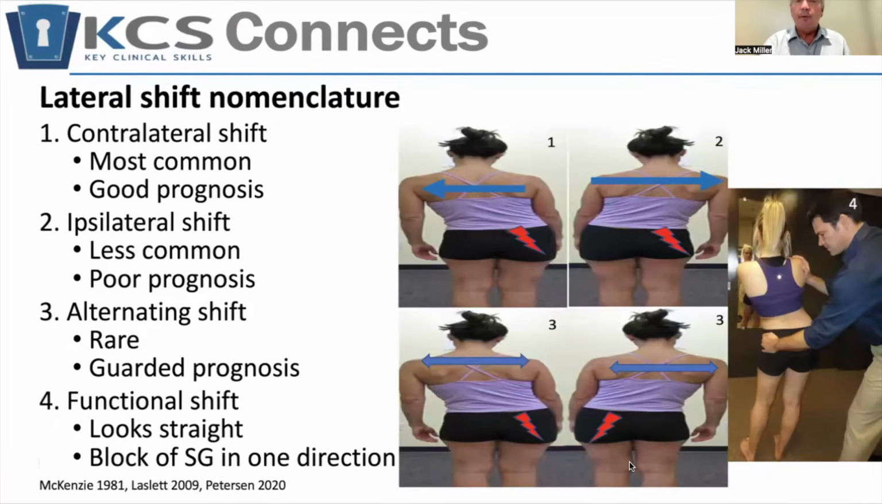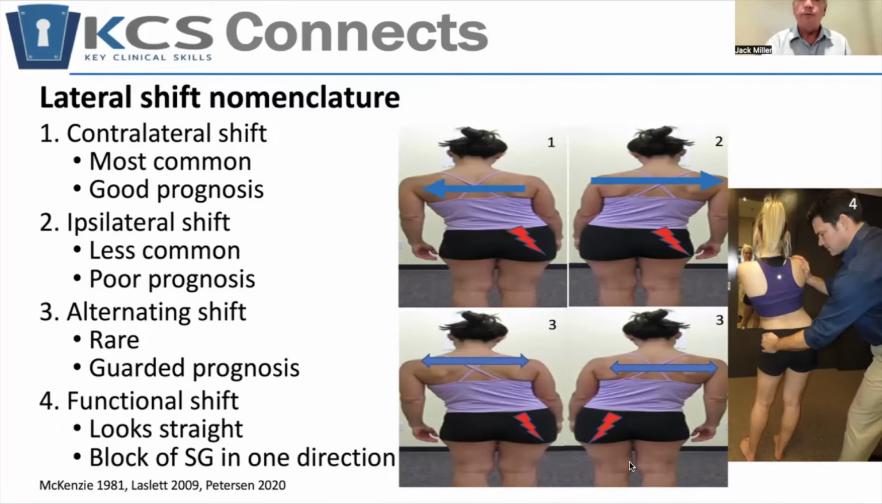So let's talk a little bit about that idea of contralateral versus ipsilateral, because it is quite important in our prognosis and how we're going to manage these patients. There's different types of nomenclature. First of all, this idea of a contralateral shift, and this is certainly the most common and does have a good prognosis. You can see there in figure number 1, the shoulders have moved away from the side of pain. Ipsilateral shift is the opposite, shoulders moving towards the painful side. Now, this is actually relatively rare, thankfully, because they are much more difficult to manage at a conservative level.